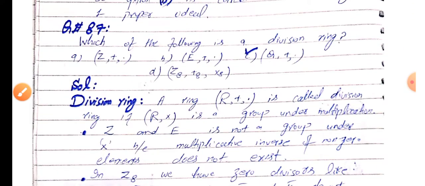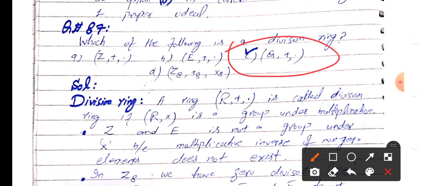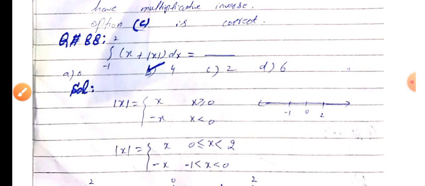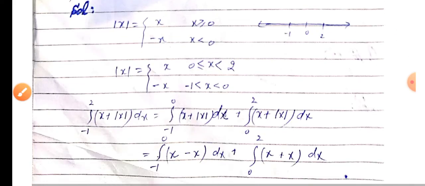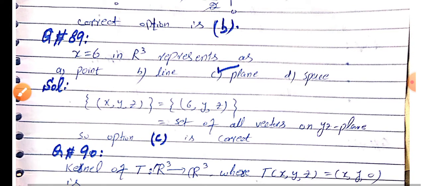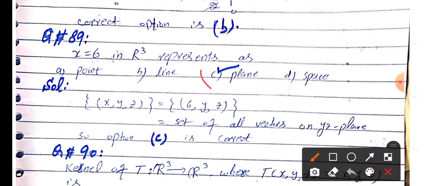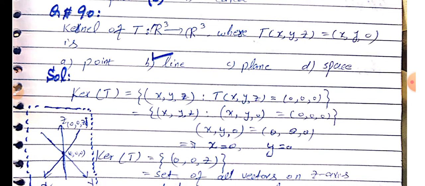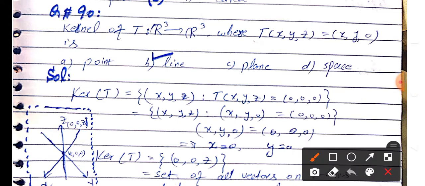87. Which of the following is a division ring? Division ring Q, Q plus under multiplication. Integral from minus 1 to 2 of x plus x, dx is equal to 4. We can solve it and we get answer 4. 89. X is equal to 6 and R3 represents a plane is the correct answer. 90. Kernel of T, R cube to R cube, under T of x y z is equal to x y 0. So the correct option is a line.